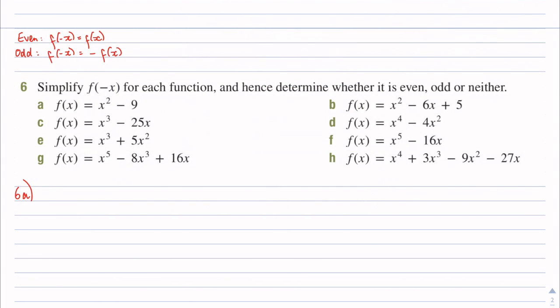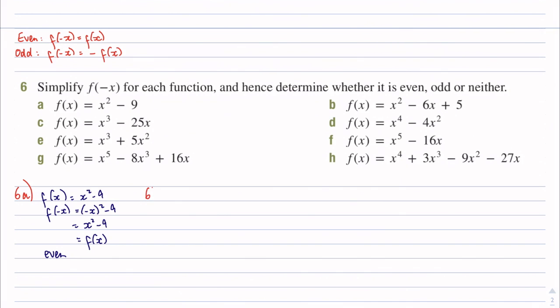So if f of x is x squared take 9, f of minus x is minus x squared take 9, which is going to come out as the same as x squared take 9, which is just our original. So it's even.